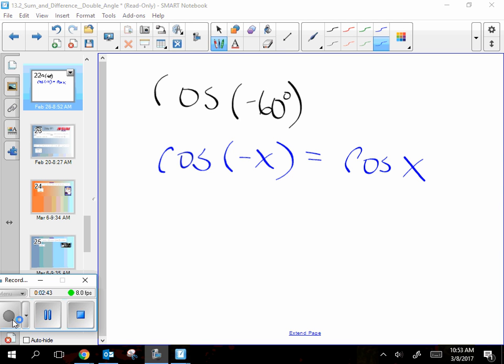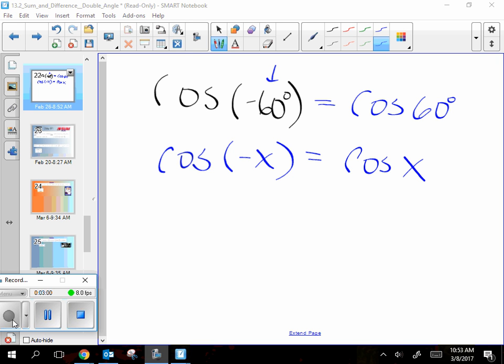Now, how am I supposed to figure out cosine of negative 60? By finding cosine of regular 60. Do you see how this guides me to say that will equal cosine of 60?